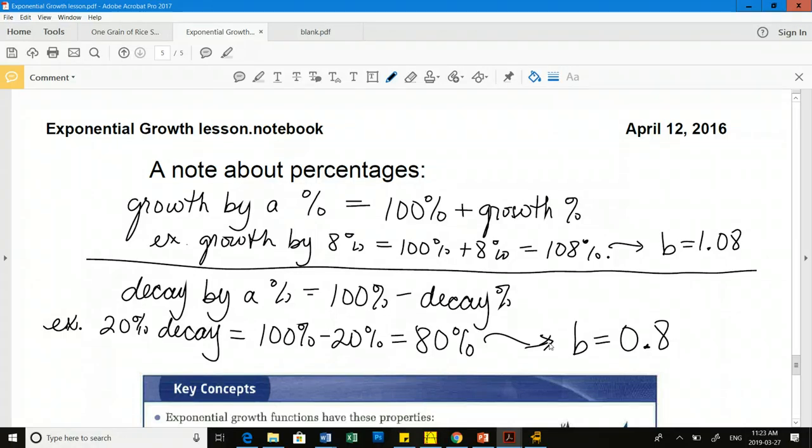Okay, so we're going to try some practice today. We've got 10 minutes, so just over 10 minutes to get started.